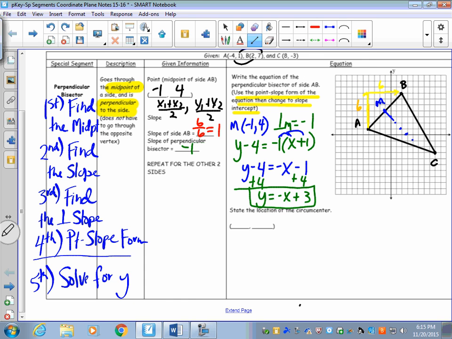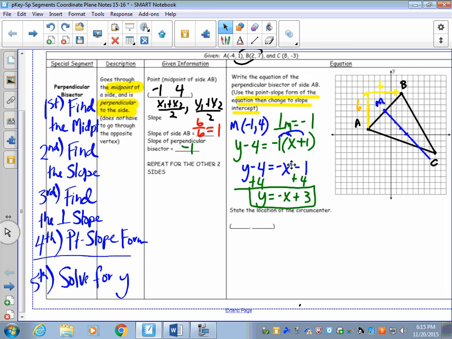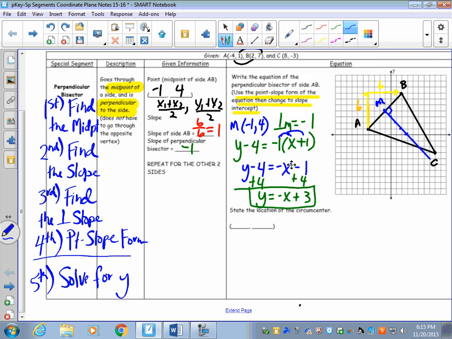I want you to understand, and it states this, that your perpendicular bisector does not have to go through the opposite vertex. So we see here, it doesn't hit vertex C. It's still perpendicular because it's an opposite reciprocal slope of side AB, and it's a bisector because it goes through the midpoint, so I'm going to add my tick marks. But we're going to repeat these steps for all three sides, because we have to see all three perpendicular bisectors to figure out the circumcenter, because that's the point of intersection.